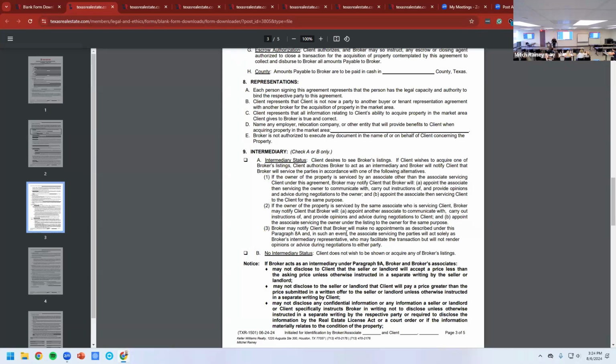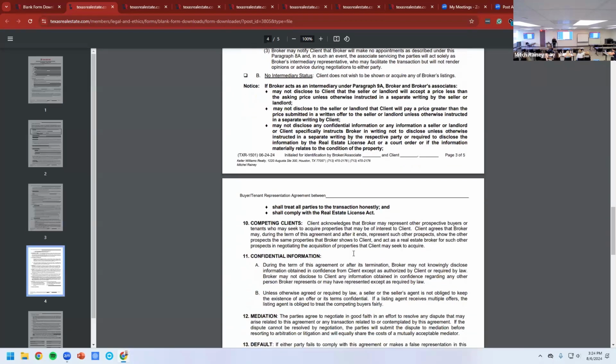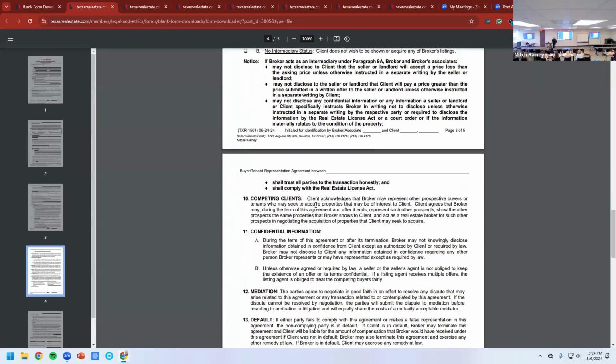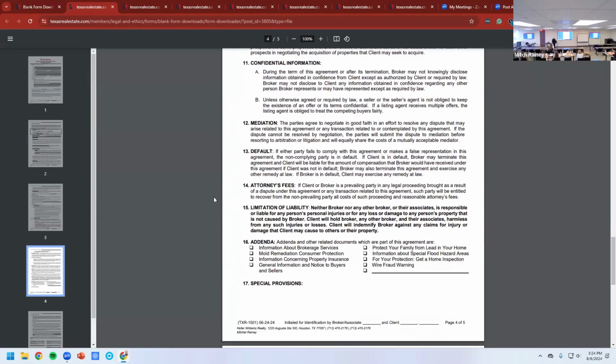All right, paragraph 9 is intermediary. Are they wanting to see property that are listed by Keller Williams Memorial? Yes or no? Letting them know that you do work with other clients, maybe showing the same property. You're not going to give any information to either side. Mediation, default, attorney fees, limitation of liability.